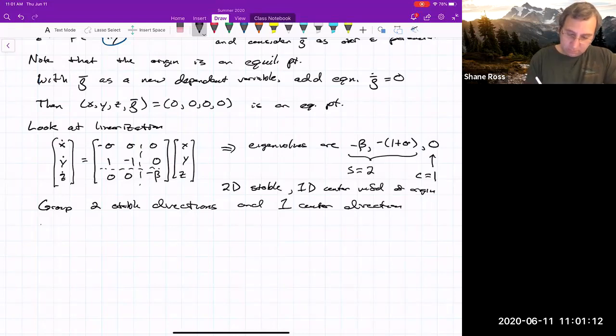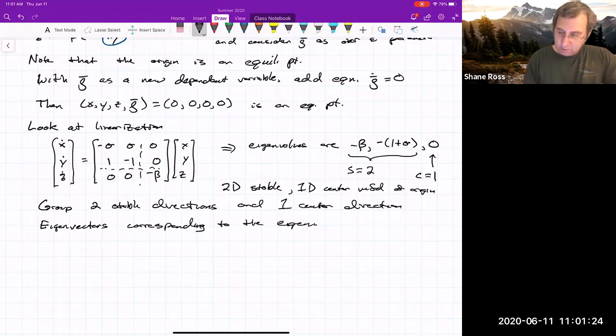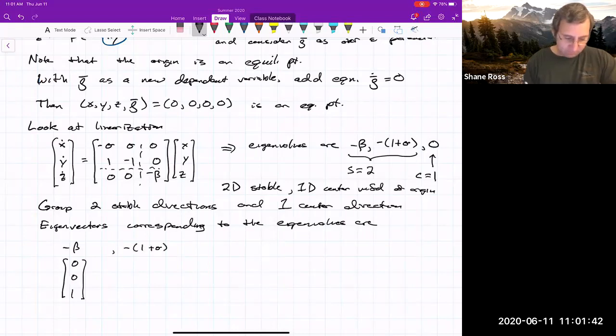The eigenvectors corresponding to the eigenvalues are as follows. First, for minus beta, we have a vector 0, 0, 1, the z direction. For minus 1 plus sigma, we get sigma, minus 1, 0. And for the 0 eigenvalue, it's 1, 1, 0.